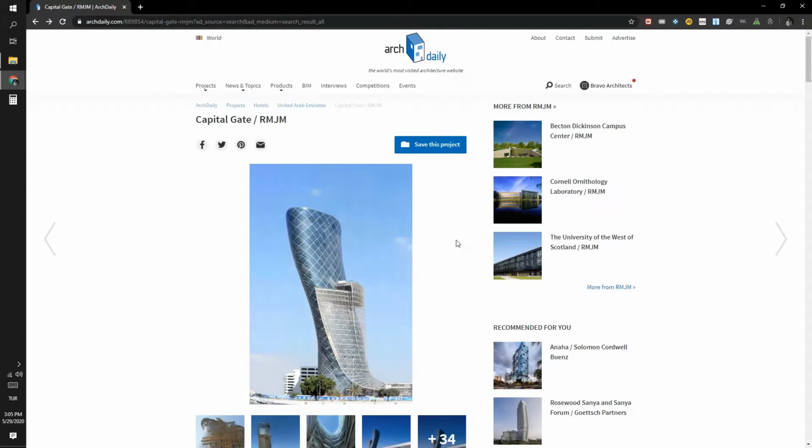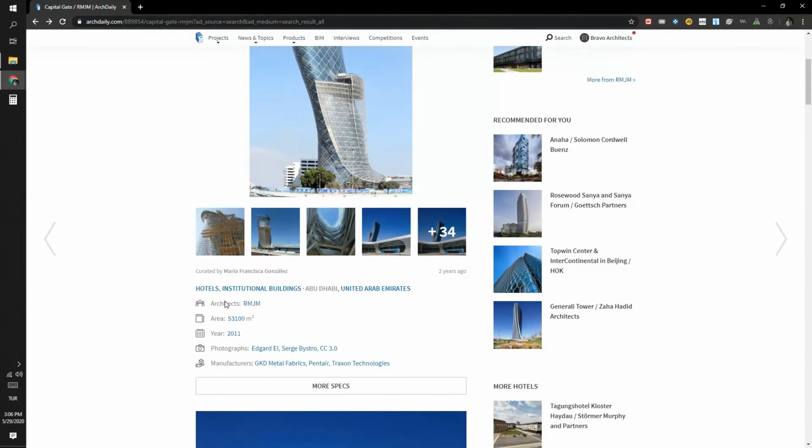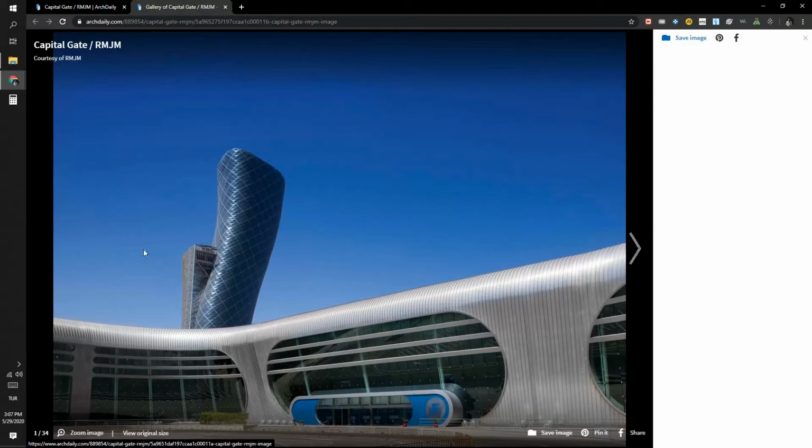As usual, I'm gonna go to archdaily.com and dig into the project and see what kind of structure this building has. So this is the Capital Gate building by RMJM. It was constructed in 2011. So when you look at it from this angle, it literally threatens the laws of physics by its leaning angle. Like, how is it even possible?